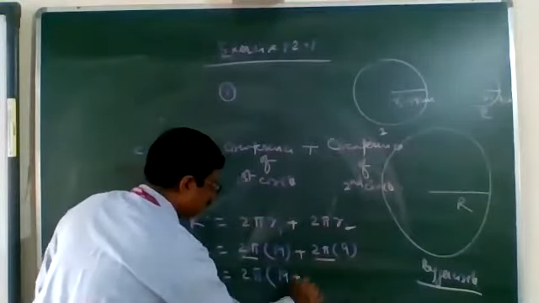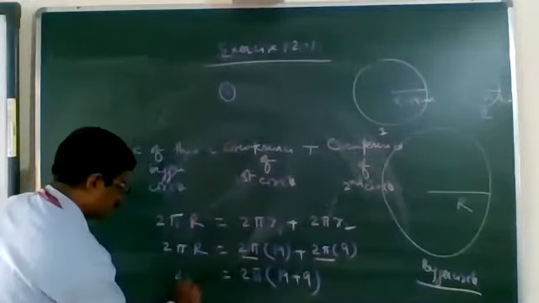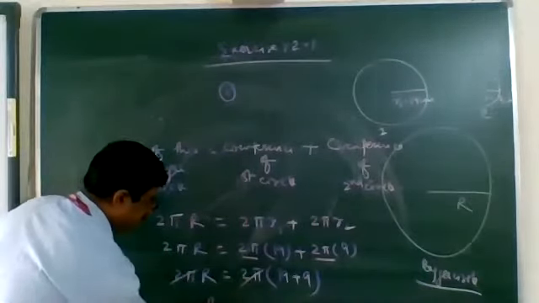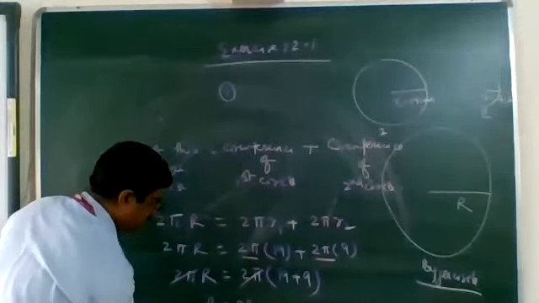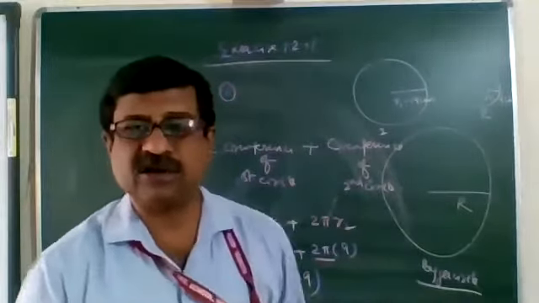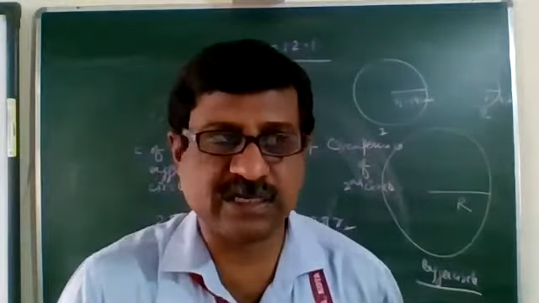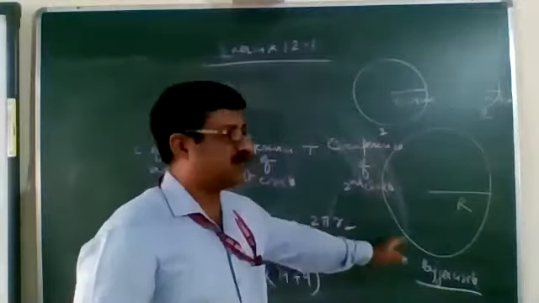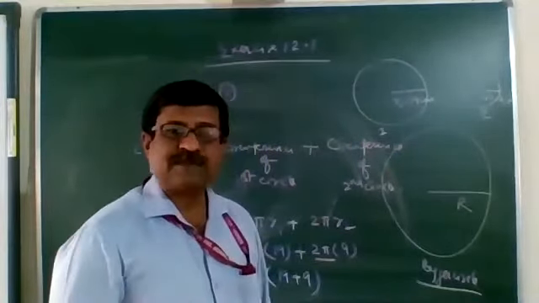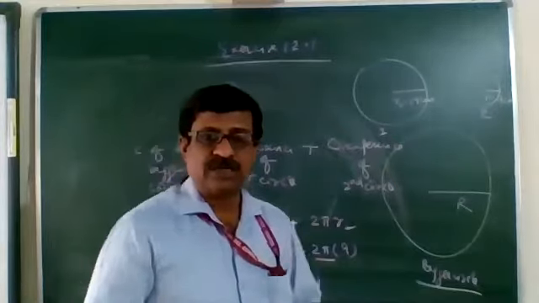We got 19 plus 9. 2 pi R: 2 pi and 2 pi cancel, and R equal to 19 plus 9, that is 28 centimeter. That's the radius of the bigger circle whose boundary is equal to the sum of boundaries of the other two. Expecting that the question you understood.